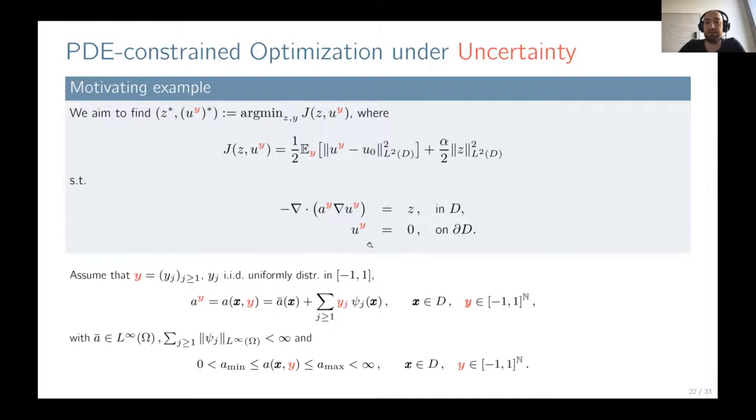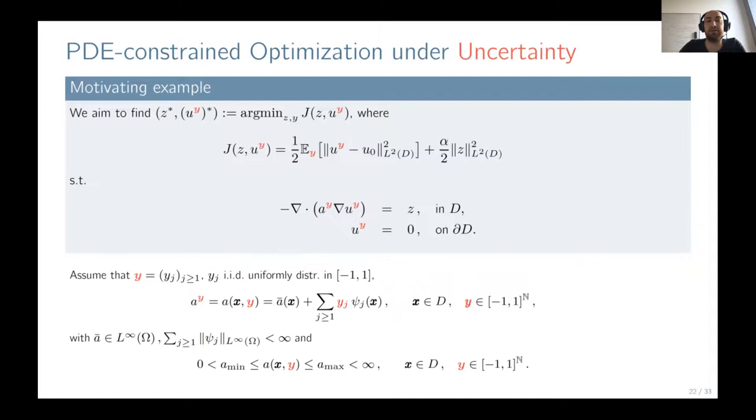So we have this random diffusion coefficient, which, for example, could be represented by some basis representation. But that's just a motivating example. The theory, I would say, is a bit more general in the end. But keeping this example in mind, one idea how to solve this constrained optimization problem is in a reduced formulation.